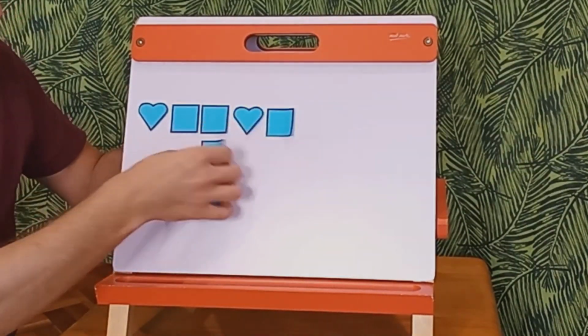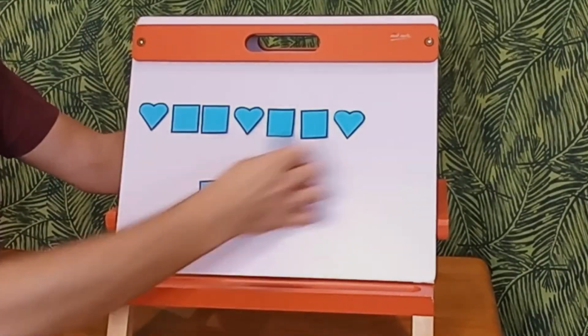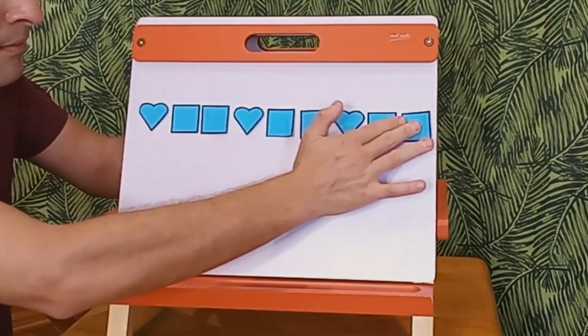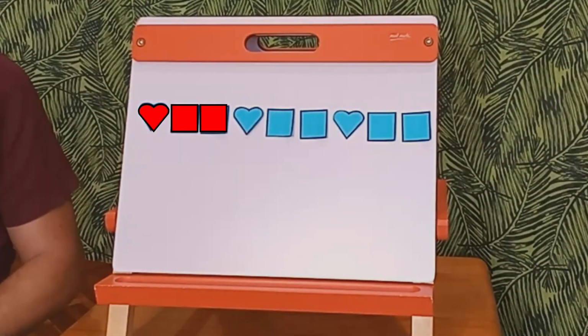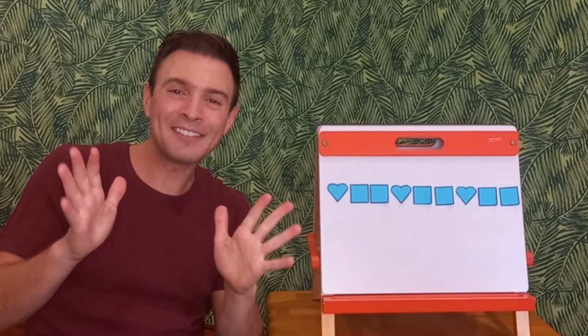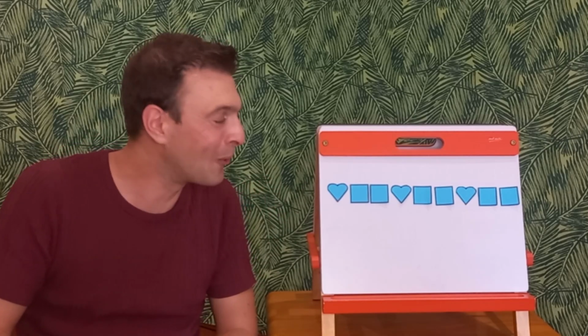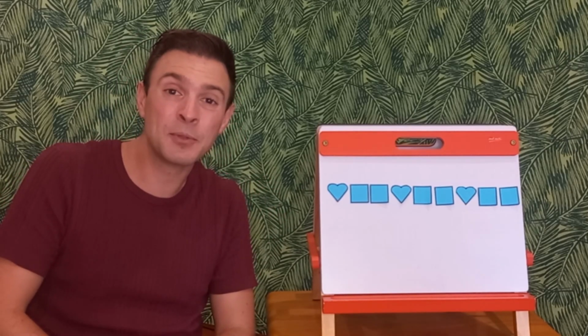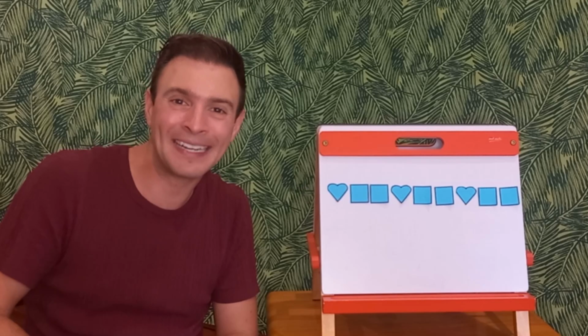So now that we can see the three parts in the pattern core, let's move them back into the pattern. Heart, square, square. Heart, square, square. Heart, square, square. Great work! We found the three parts in this pattern core, and that's what made it easy for us to predict what will come next in the pattern.